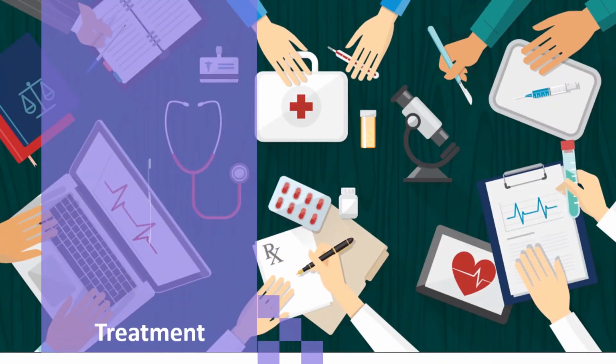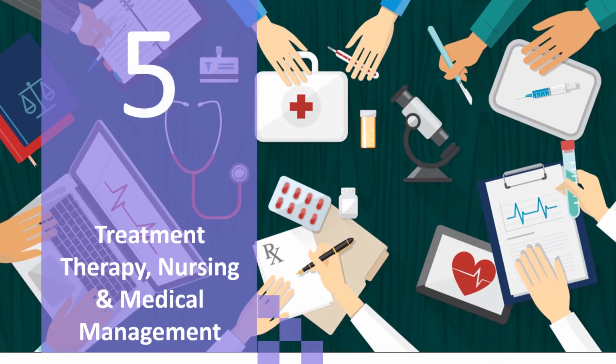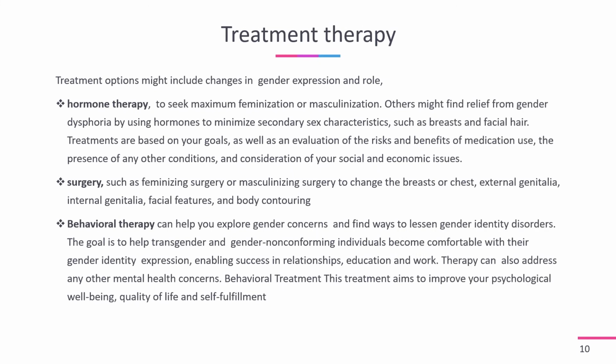Now, you may be asking yourself, how can someone treat or manage this condition? There are treatment therapies available. Treatment options might include changes in gender expression and role. These are achievable through hormone therapy, surgery, and behavioral therapy.